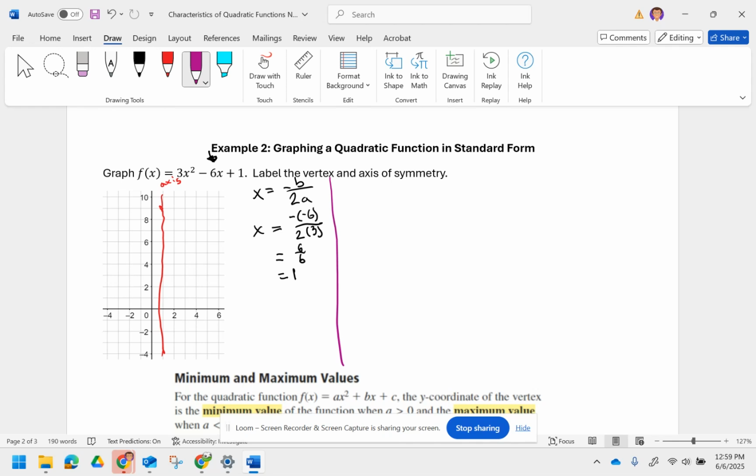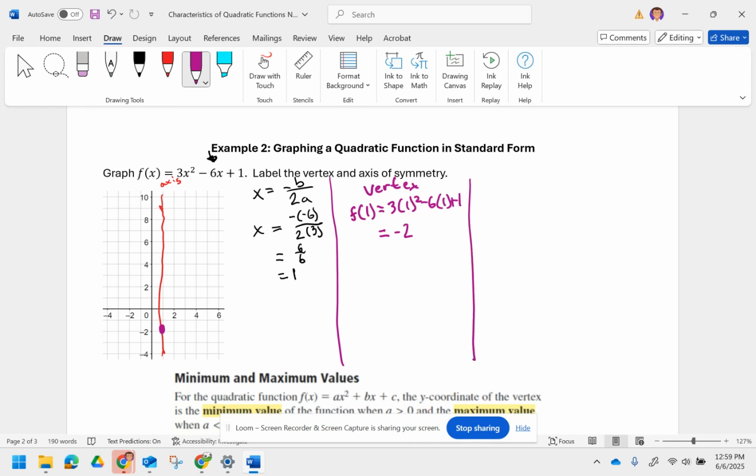All right, next, we need to figure out where the vertex is. The vertex is going to happen on the axis of symmetry. So I'm going to say I'm finding my vertex here. So I'm going to put 1 into the function. So f of 1 is equal to 3 minus 6 plus 1. And that is going to equal 3 minus 6. It's negative 3 plus 1, negative 2. All right, so at 1, we will be at negative 2, and that will be my vertex.